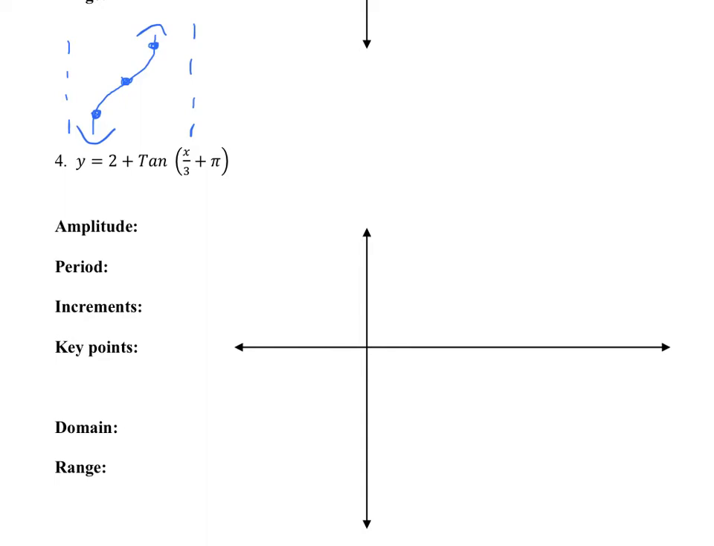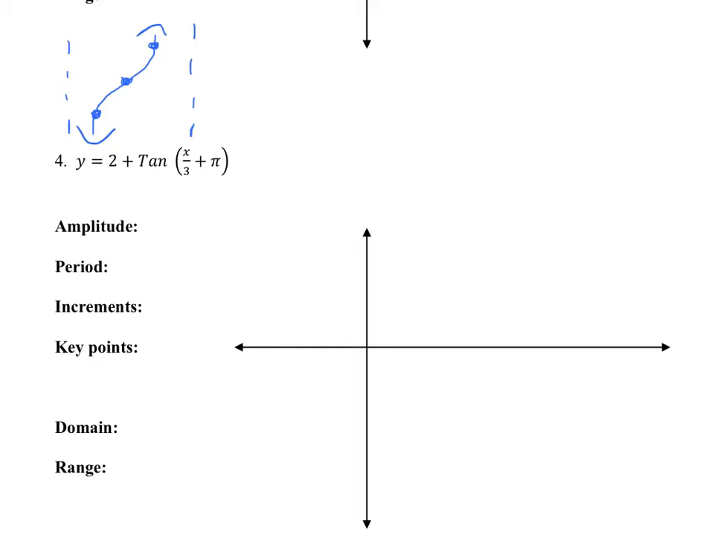Alright, on this last video for tangent and cotangent, we're going to do a tangent one where we have both shifts, horizontal and vertical. First you can see, I always look at the big picture, I look at the S-curve. It's going to go up left to right because it's tangent, and there's no negative in front of the tangent.